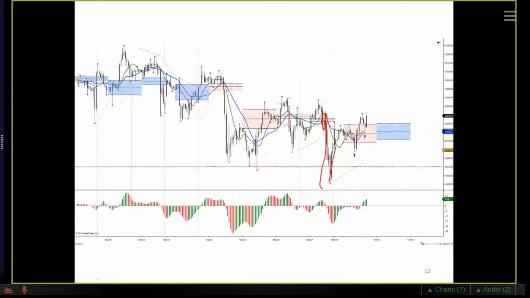Yesterday we were looking for a move through the pivot, and the reasoning was because of the higher open, and also because of the last day of the month. Rubber ducky, you see this here?